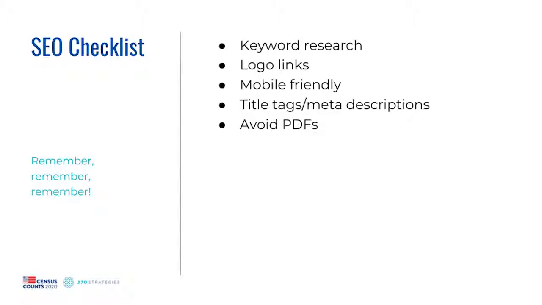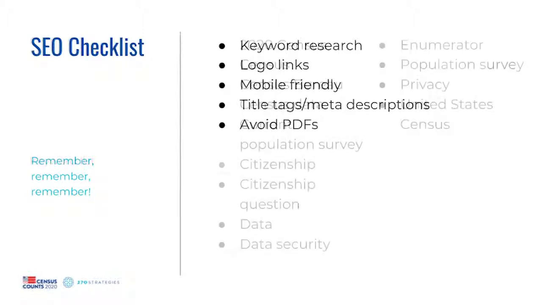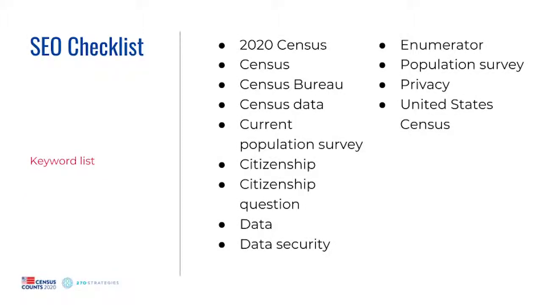Here is a quick list of things that you'd want to double check when executing your SEO strategy. Keywords are still important, but search engines can tell when organizations overdo it. Using Google's Keyword Planner is a quick and free way to plan what keywords you want to include. Here's an example of a keyword list: 2020 census, census, census bureau, census data, current population survey, citizenship, citizenship question, data, data security, enumerator, population survey, privacy, United States Census.